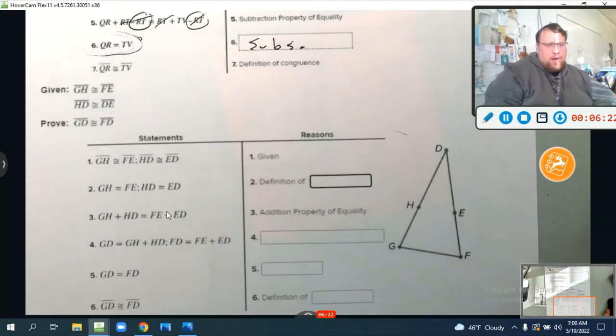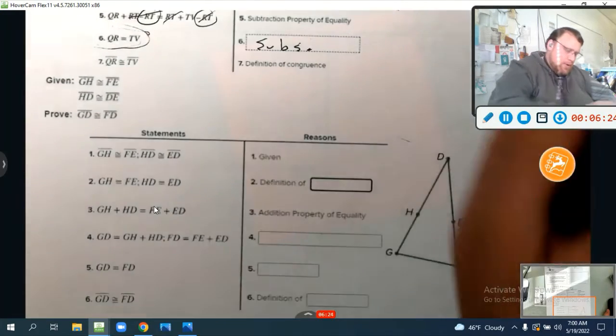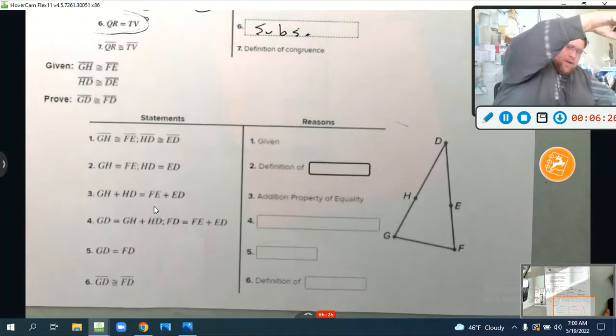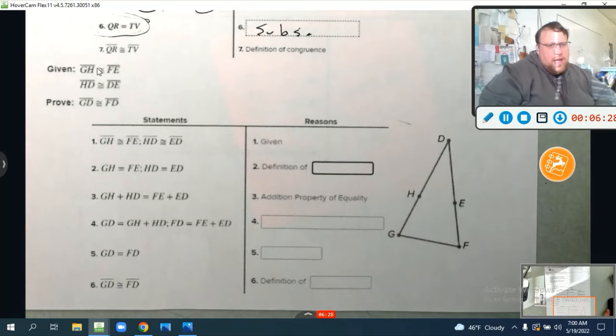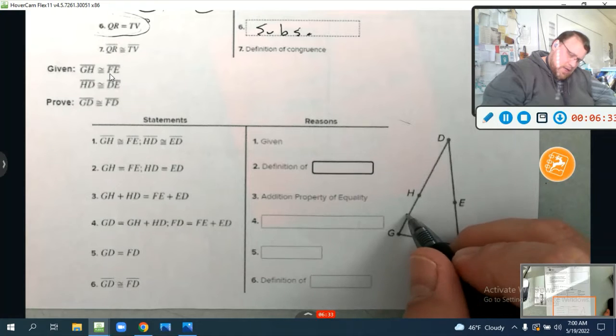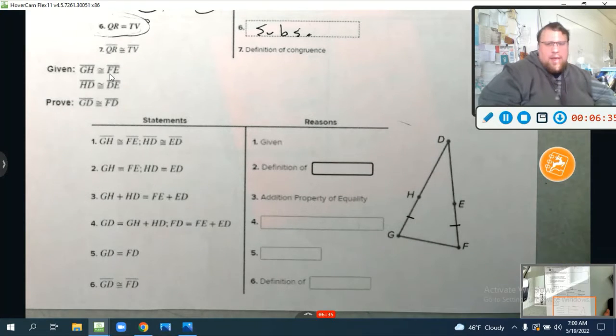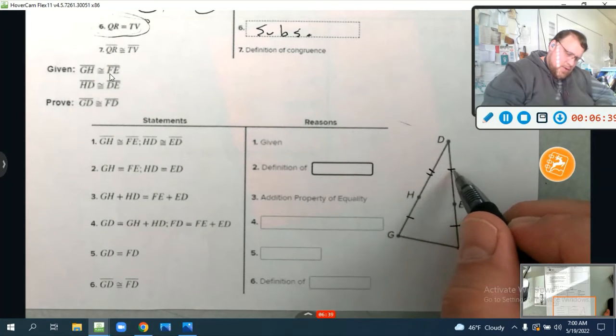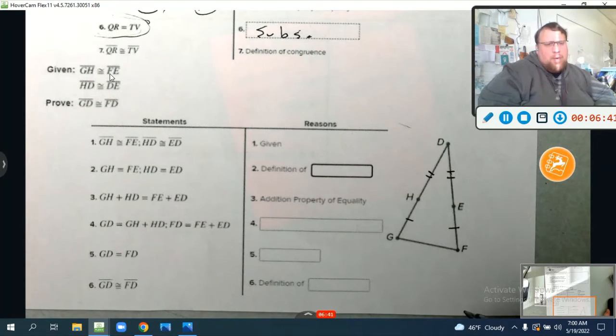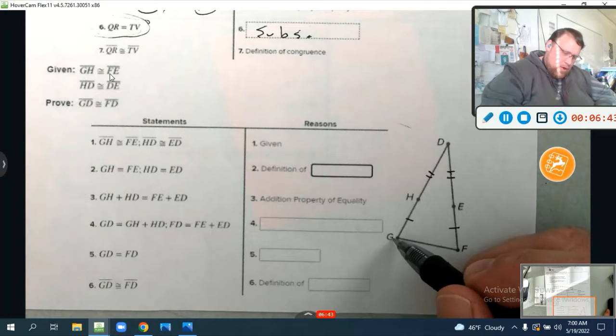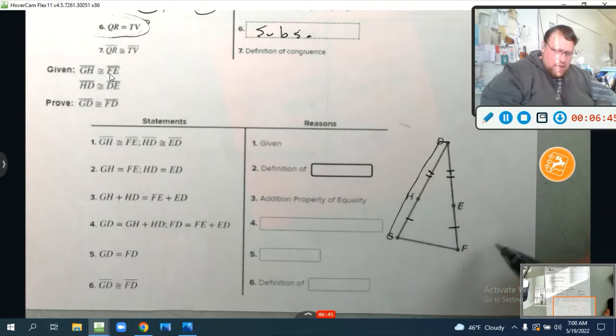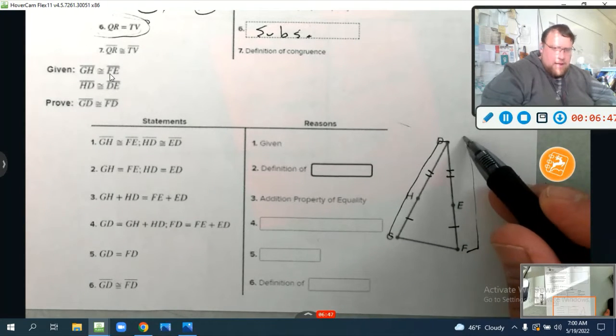Now let's go down here. Let's look at this one. Got a nice little proof going on right here. We have that GH is congruent to FE, right? So that's GH is congruent to FE. And we have that HD is congruent to DE. So HD is congruent to DE. And we want to prove that the whole of GD is congruent to FD.